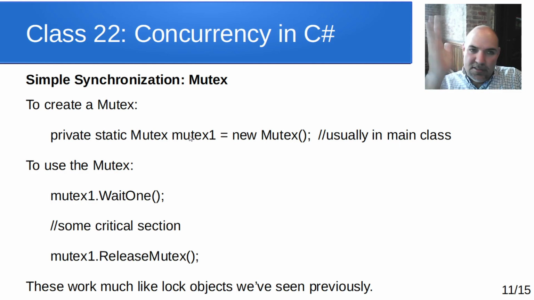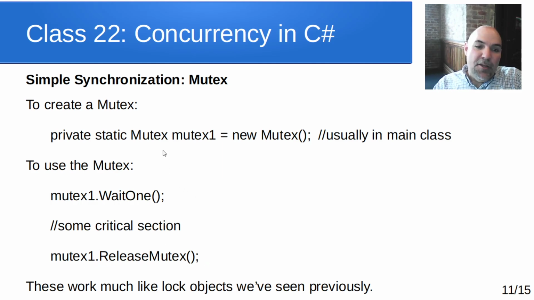We would create this mutex variable in our main, and it acts sort of like a global. If it's a private static mutex or public static mutex inside of that main, it acts kind of like a global for that main code object. To use it, you wait one, which is how you acquire it, and then to release it, you call release mutex.